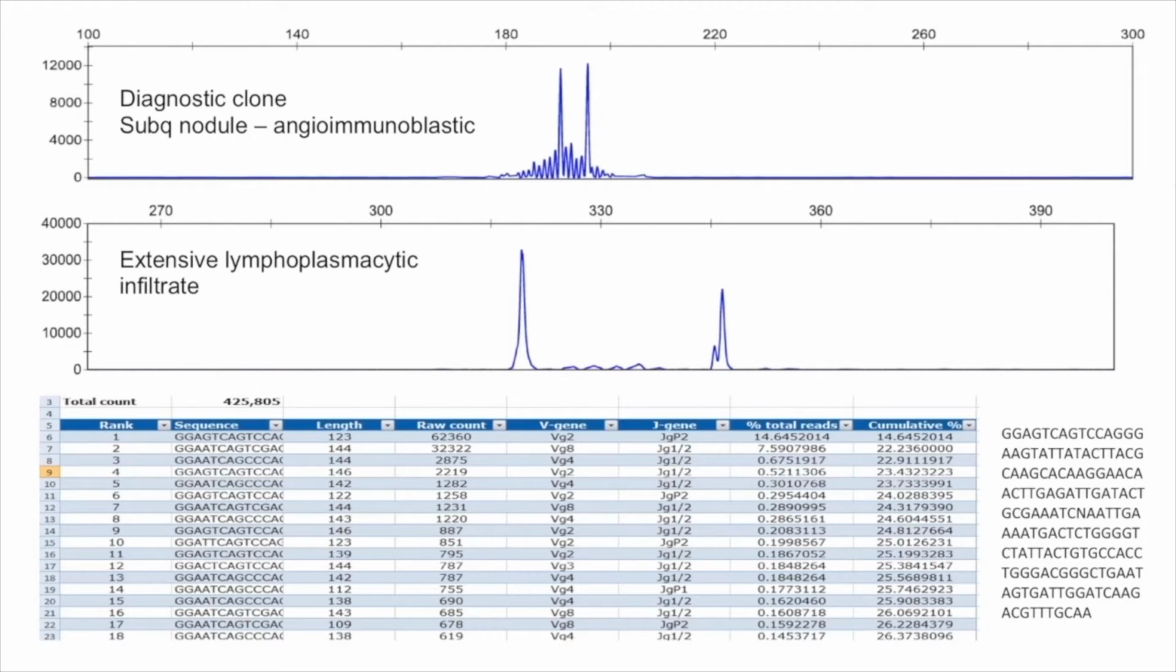This is how the LymphoTrack assay looks like. You can clearly see that there are 2 prominent clones in here. One of them is 14%, the other one is 7%, so more than the 2.5% that we use for our cutoff, and then the sequence of the top clone.